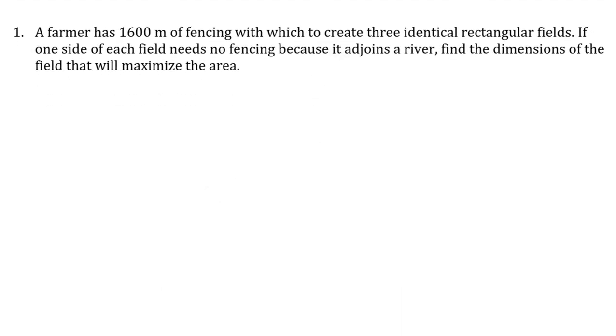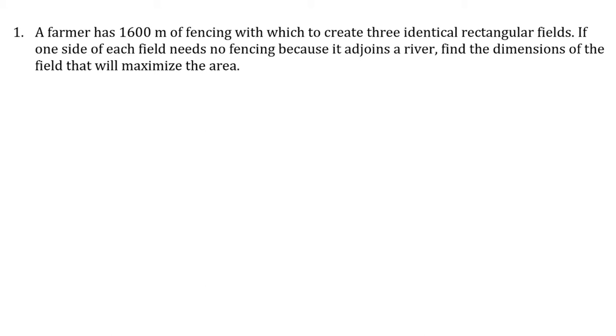Let's get started. This is one that you might recognize from grade 10. Farmer has 1,600 meters of fencing with which to create 3 identical rectangular fields. If one side of each field needs no fencing because it adjoins a river, find the dimensions of the field that will maximize the area.